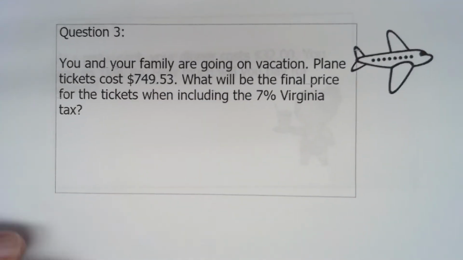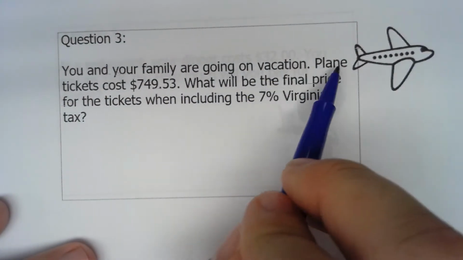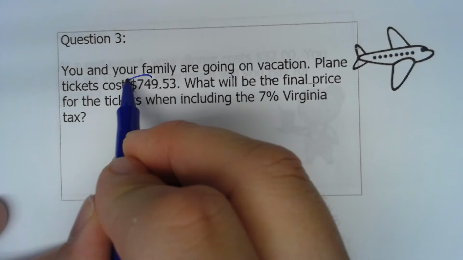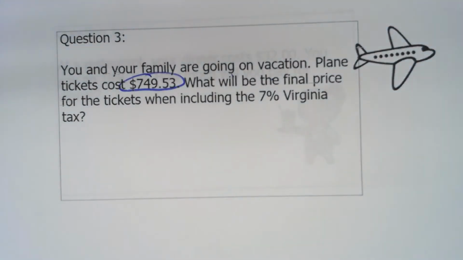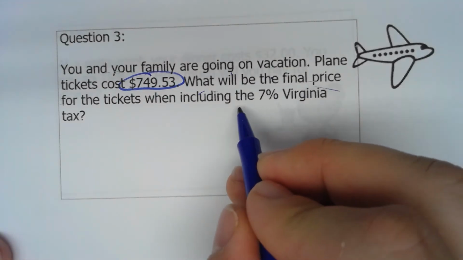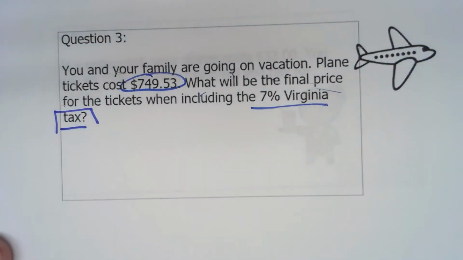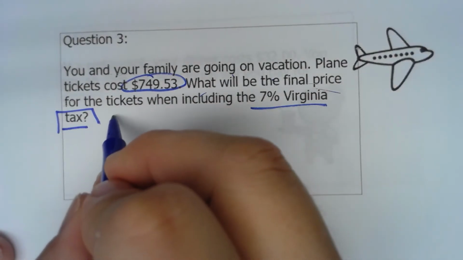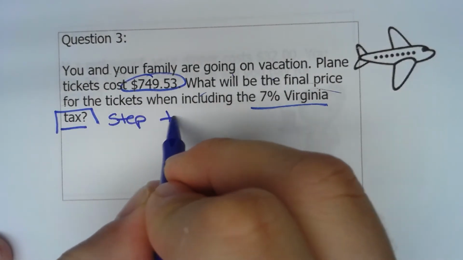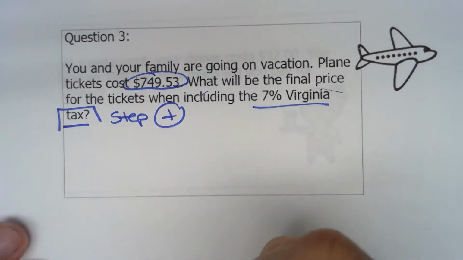Okay, let's do this one. You and your family are going on vacation. Plane tickets cost $749.53. What will be the final price for the tickets when including the 7% sales tax? So because I'm doing tax, when I get to step 3, I'm going to add. Okay, step 1 and 2 are the same.